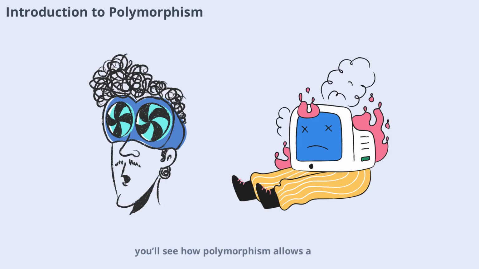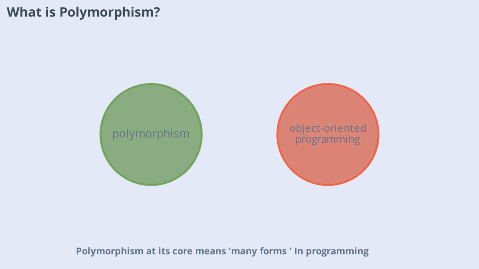By the end, you'll see how polymorphism allows a single interface to represent different underlying forms, making your program smarter and more adaptable. Polymorphism at its core means many forms. In programming, it refers to the ability of a single function, operator, or object to behave differently in different contexts. Imagine a person who is a father, a husband, and an employee all at once. Depending on the situation, he exhibits different behaviors. Similarly, in C++, polymorphism lets you write code that can work with objects of different types through a common interface. This concept is not just theoretical, it's a practical tool that helps you build scalable and reusable code.